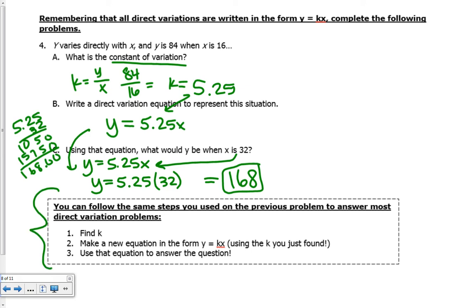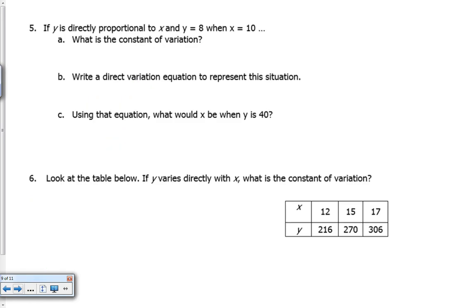Now, what I did in this box right here is I summarized the three things we just did, because you can follow those same steps for most direct variation problems. The first step is to find k, which is just y over x. Then the second step is to make an equation using that k you just found. The third step is just to use the equation. So let's practice those same three steps.